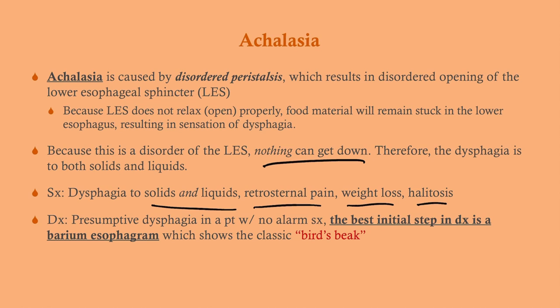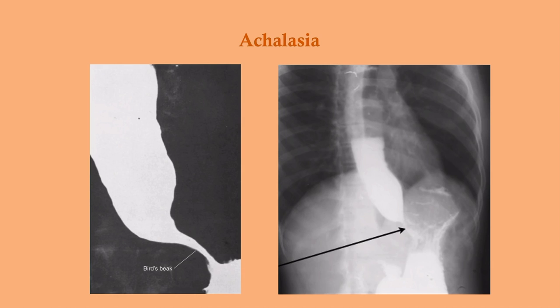Now, you can make this diagnosis clinically, but technically you need to have a barium esophagram. And that will show the classic bird's beak. Now, if you've got a patient with achalasia and they've got alarm symptoms, then you need to go for an EGD because we're considering the possibility of cancer. Okay? Now, this is what you're going to see with achalasia. If you get an esophagram, notice the bird's beak sign here.